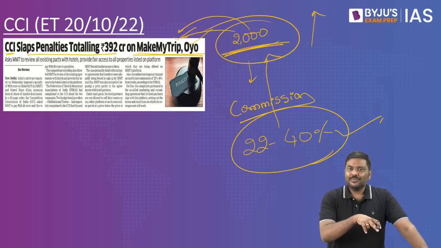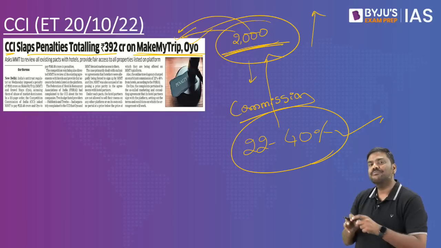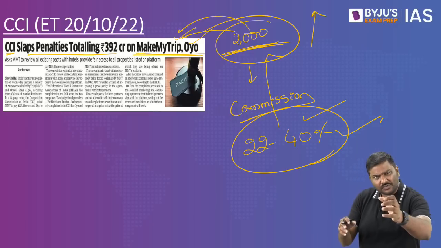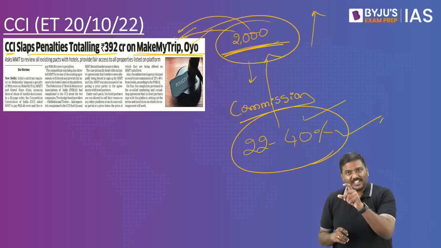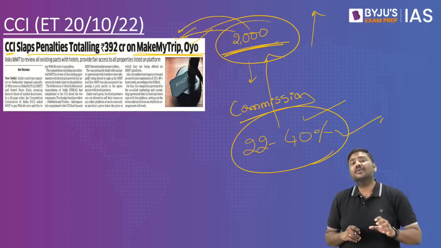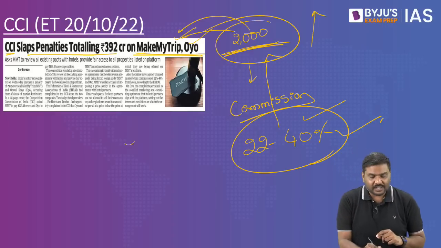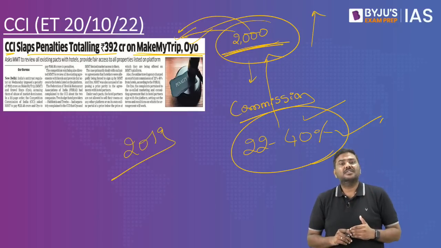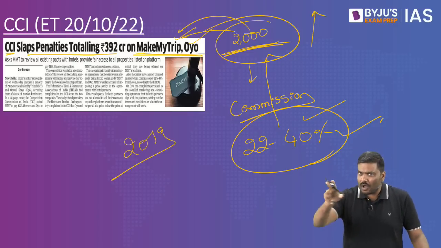So on one side, they want you to sell at discounted prices using their platform. And second, they want to take away a lot of commission, a lot of charges from you, which is unfair. So looking at all of these practices, the Competition Commission of India, which started the investigation back in the year 2019, remember this by the way, has imposed heavy penalties on all the three companies.